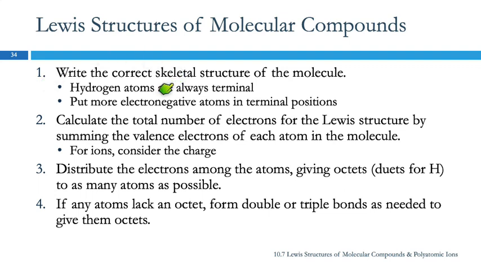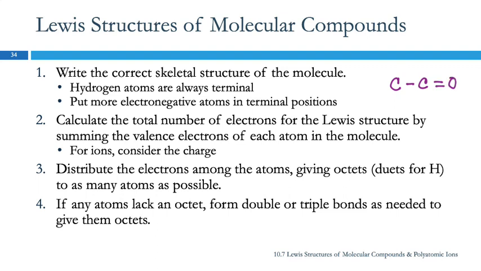Halloween's coming up, right? So we want the correct skeletal structure. What does that mean? We want to figure out how the atoms are connected to each other. Because if that's wrong, the whole thing's going to be wrong. And it's not always easy to figure that out, but I'm not going to try to trick you with that. One thing we can be certain about is that hydrogen atoms are always going to be terminal. Terminal means on the end.